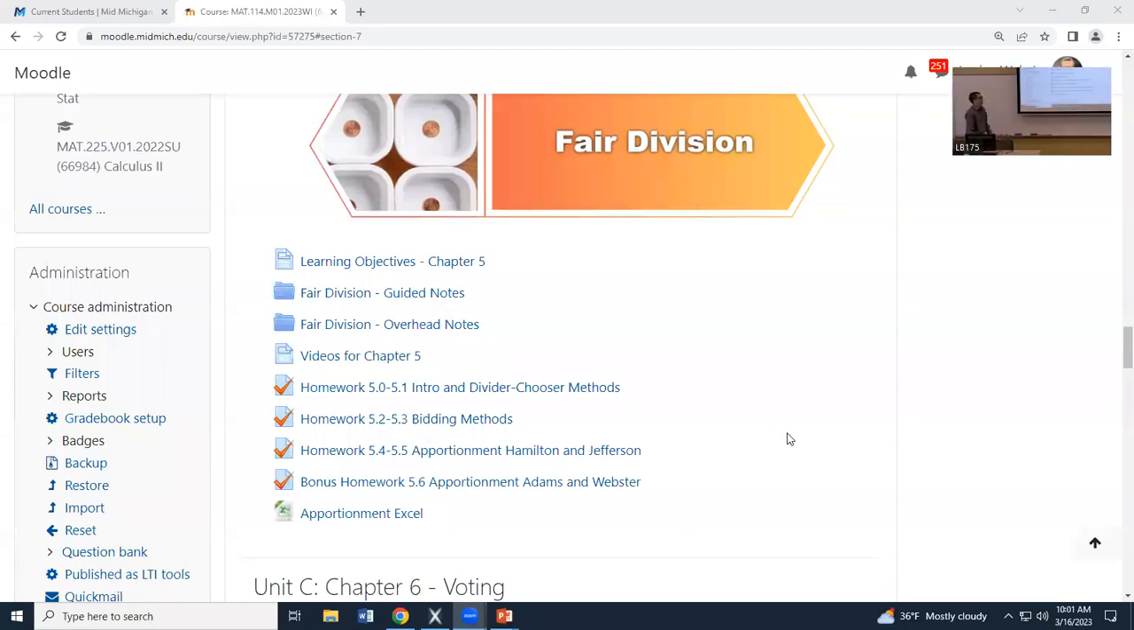So today, since last time we basically did all the divider chooser methods and went over those, we'll focus today on the bidding methods, all right?